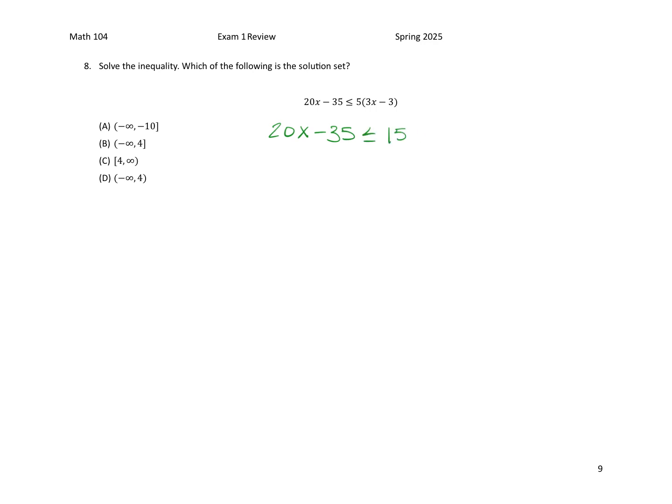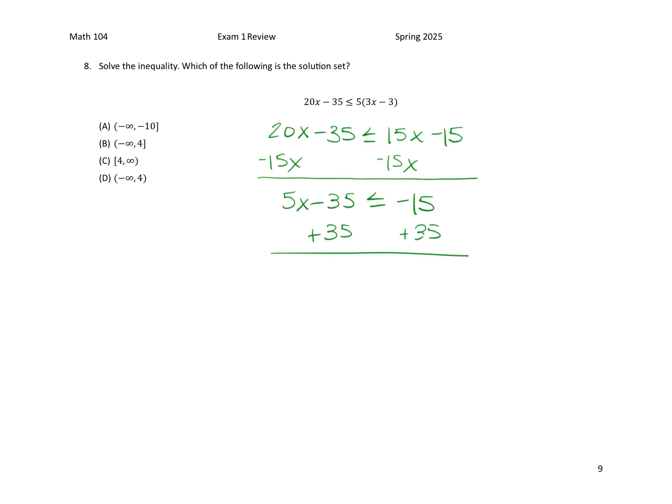So I get 15x minus 15. And then I'm going to subtract 15x from both sides. So I get 5x minus 35 is less than or equal to negative 15. I'm going to add 35 to both sides. So I get 5x is less than or equal to 20.